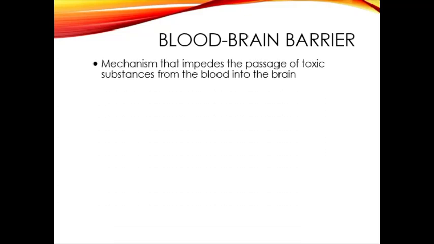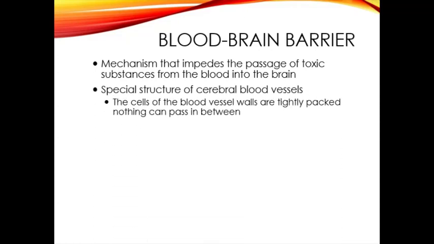Blood-brain barrier is a mechanism that impedes or stops the passage of toxic substances from the blood into the brain. So, yes, kailangan ng brain ang blood because yun ang magsusupply ng oxygen at saka nutrients, pero hindi lahat ng daladala ng blood ay pinapapasok ng brain. Napipigilan yun ng blood-brain barrier. Kasi kapag lahat ng chemicals na kinakain mo or ini-ingest mo rather ay pumasok sa brain, mas mapapadali ang buhay mo. So, it is a special structure of cerebral blood vessels.